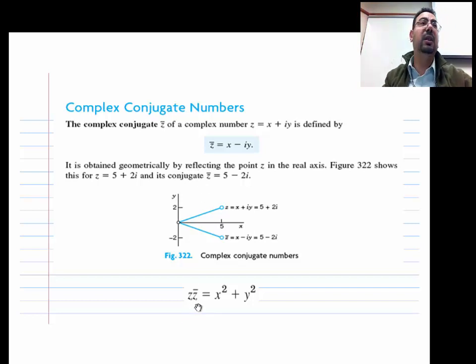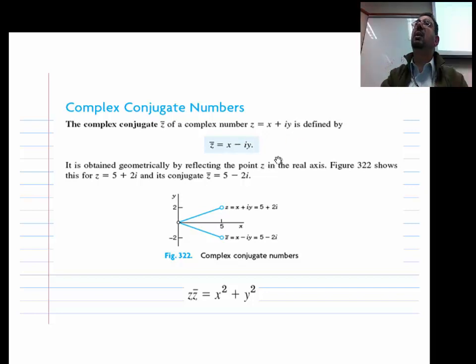But anyway, if you multiply the number by its complex conjugate, you can see that you will end up with x squared plus y squared, because again i times i is minus 1 and there's another minus. So it becomes x squared plus y squared. That's the real part. Now let's go for the complex part. The complex part will come from x times minus yi and iy times x. So obviously it will cancel.